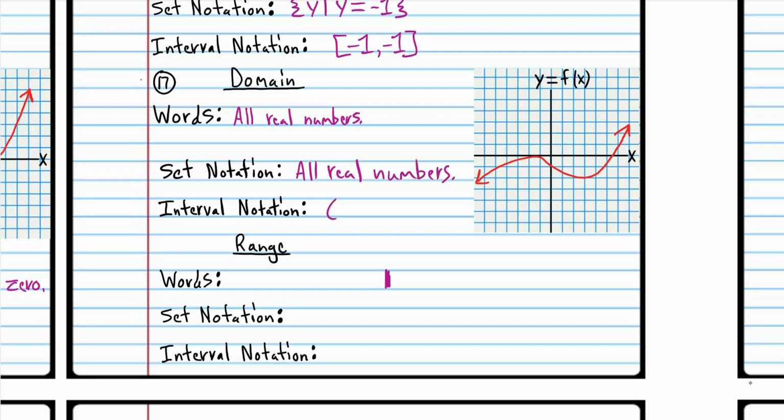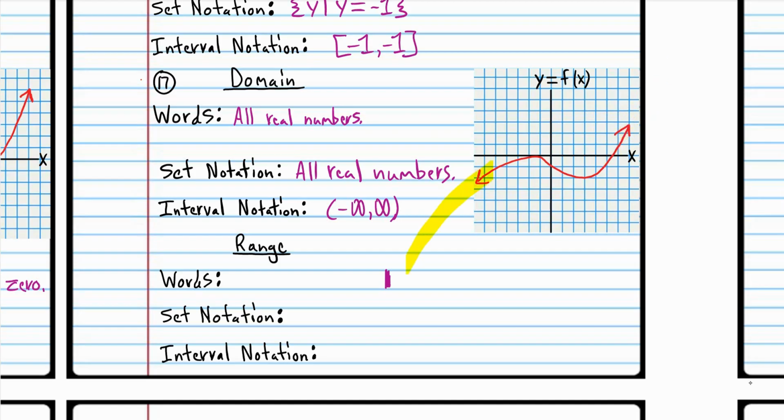And in interval notation we say -infinity, comma, infinity with parentheses. Because the graph goes to the left, the x values get smaller and smaller and smaller, and they just keep getting smaller and smaller, and when we go off to the right, the x values get bigger and bigger and bigger, and they never stop.